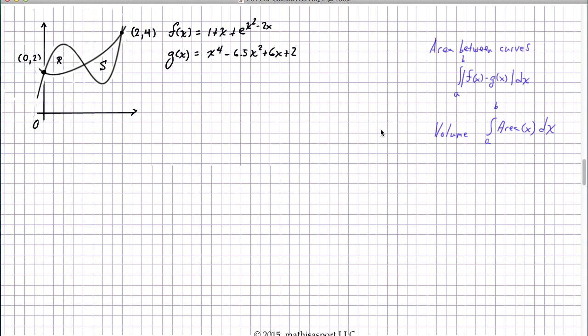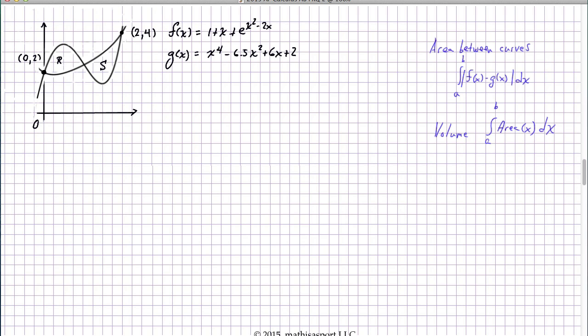We're given two functions, f of x and g of x, with intersection points of (0, 2) and (2, 4). We'll be asked to find the area between these curves, and to find a volume based on these 2D curves. I've included the related information for those calculations here off to the right in blue.